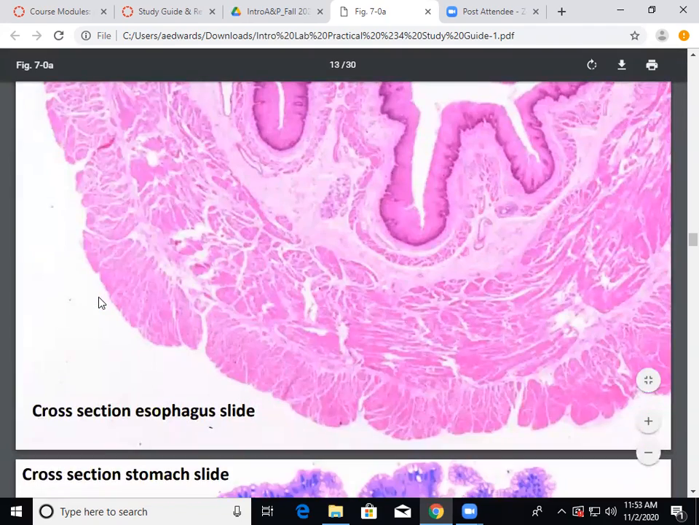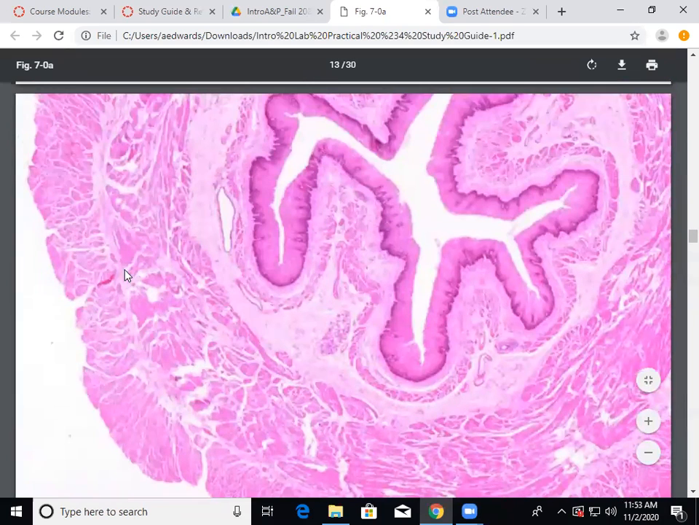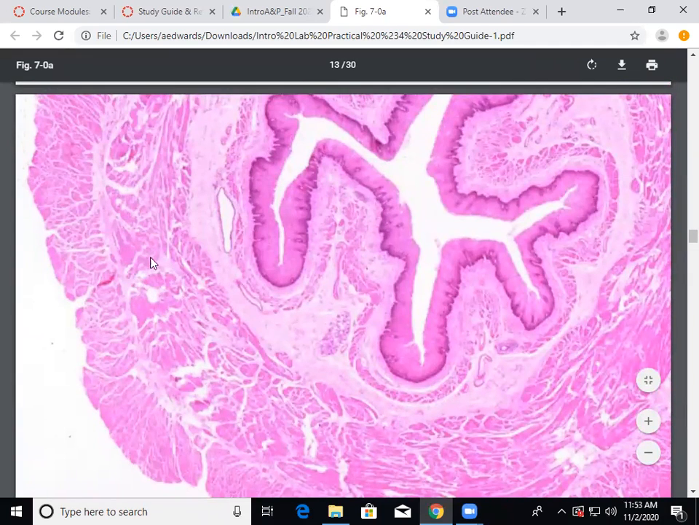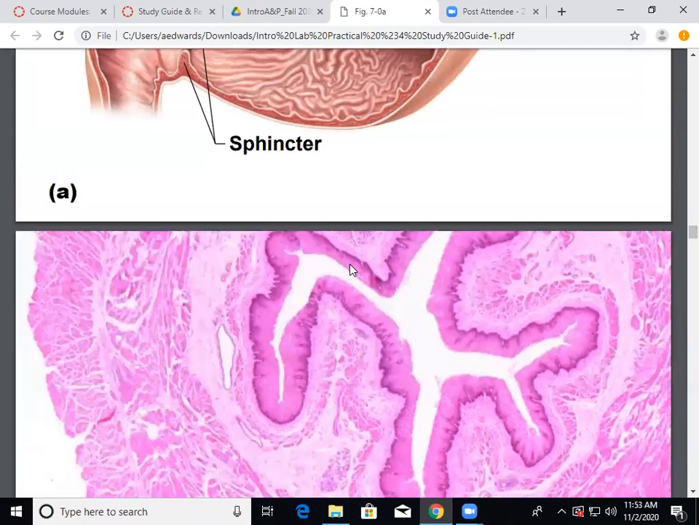All right, now this is a cross section of your esophagus. In contrast to your trachea, you don't see a big ring of cartilage. You don't see a big wide open space for air. Your esophagus has a lot of muscle to help move that food down to your stomach. The food's moving down through this space here in the middle.